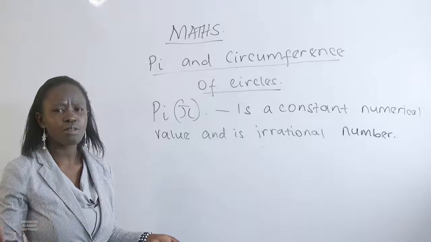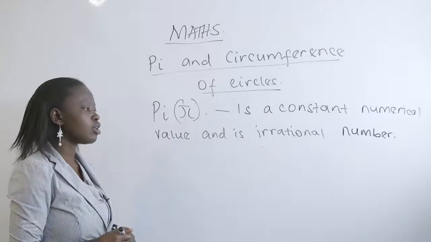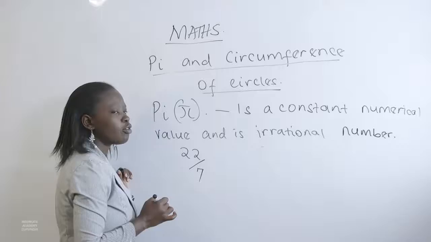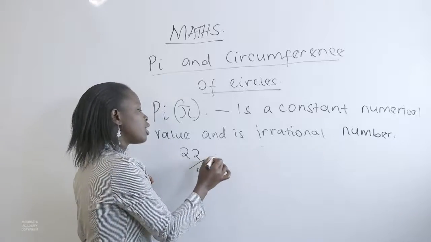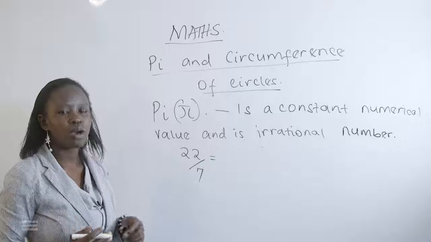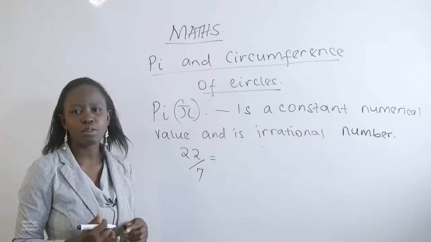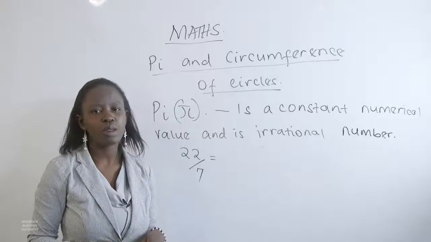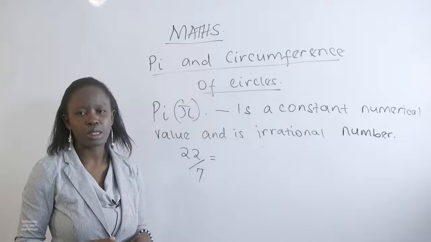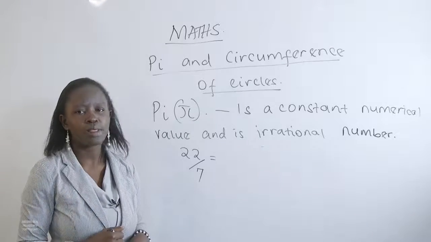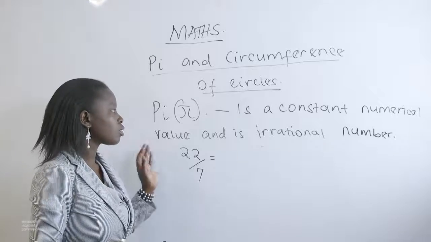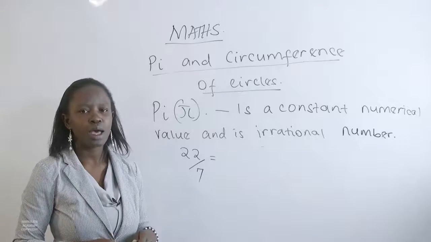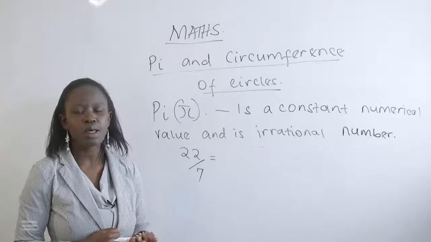If you try on the calculator, 22 divided by 7, you find that the calculator gives you a very long decimal that is not ending. So that is why we are saying that it is a constant numerical value and it is an irrational number.